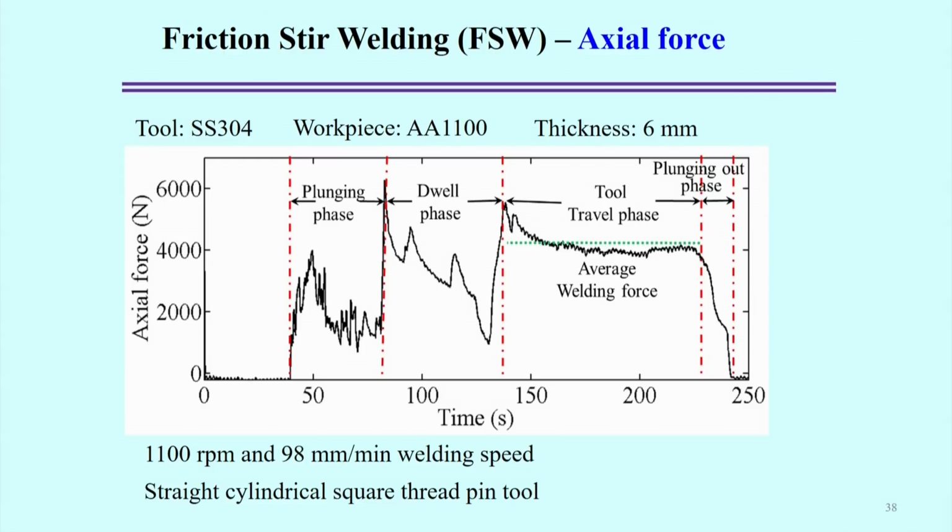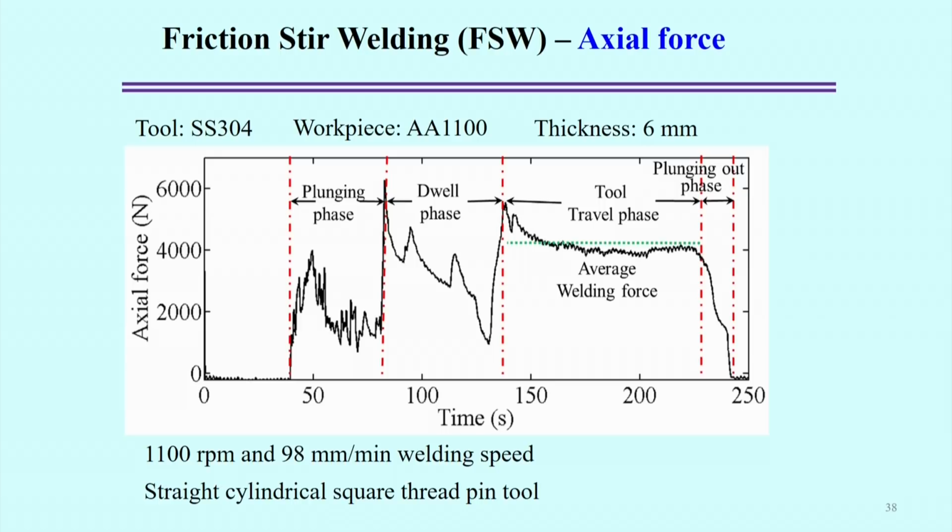Here we use the tool material SS304, and the workpiece material AA1100, which is almost pure aluminum. The thickness of the workpiece was 6 millimeter, and the corresponding welding conditions were a rotational speed of 1100 rpm and a transverse or welding speed of 98 millimeter per minute. In this case we have used a straight cylindrical square threaded pin tool. The shoulder surface was straight, and the geometry of the tool pin was cylindrical, along with square threads.